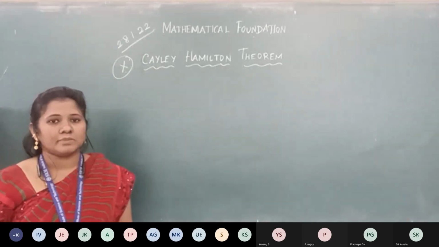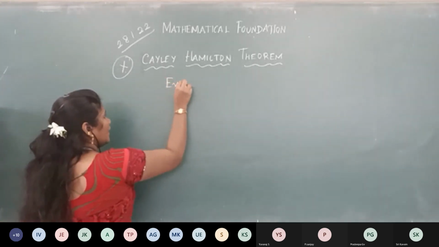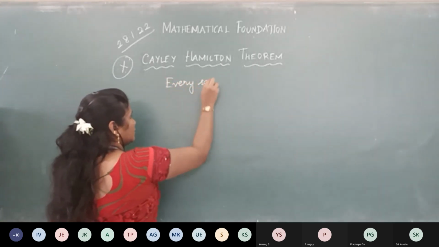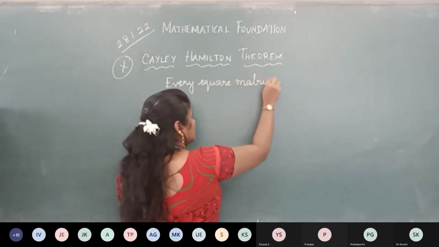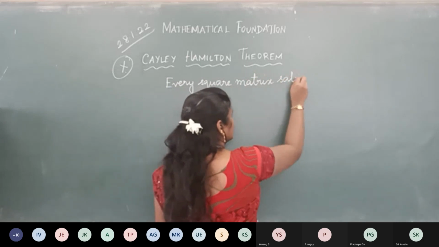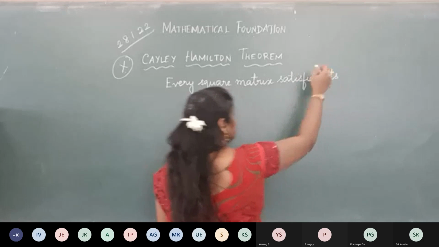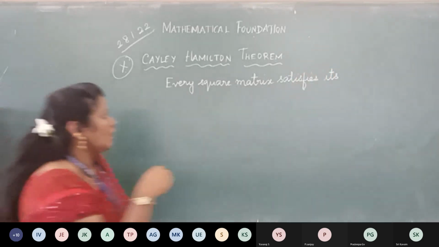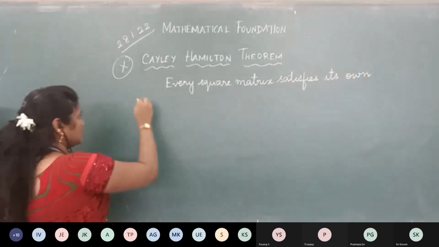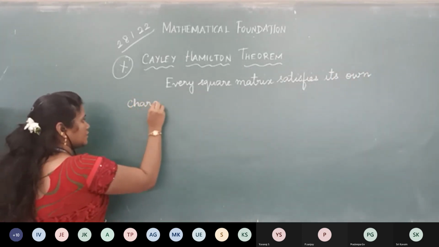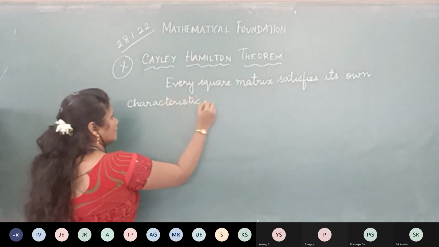Your Cayley-Hamilton theorem is: every square matrix satisfies its own characteristic equation. Write it down. Every square matrix satisfies its own characteristic equation.